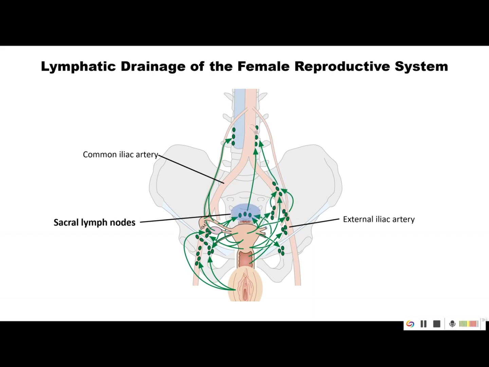Sacral lymph nodes lie in the concavity of the sacrum, adjacent to the medial sacral vessels. They receive lymph from posterior inferior pelvic viscera and drain either to internal or common iliac nodes.